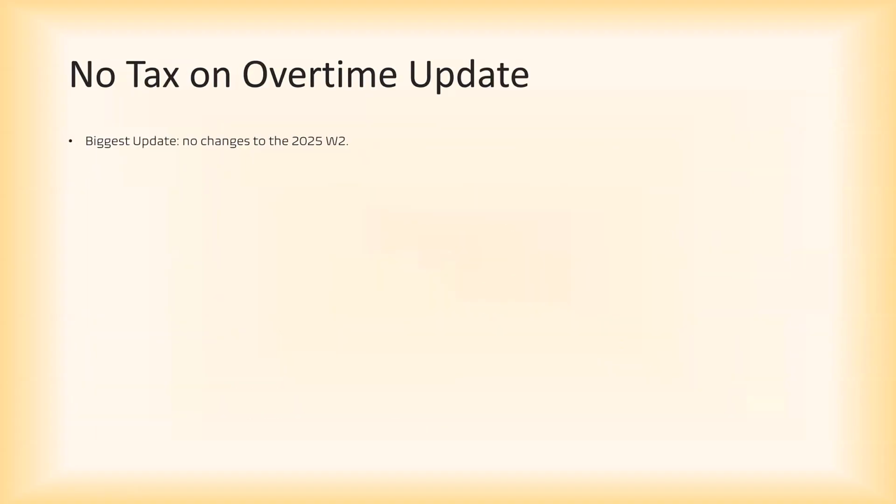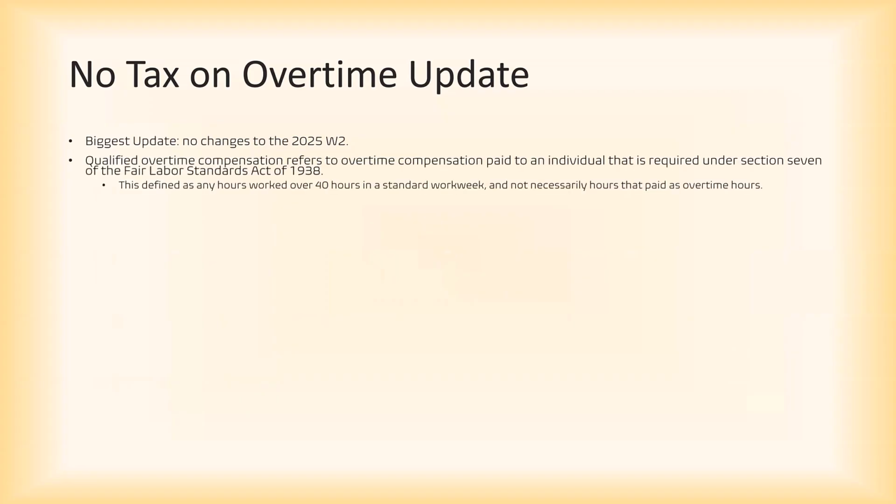So the biggest update is there are no changes to the 2025 W-2. There's no new fields. There's no new codes for box 12 for the 2025 W-2. So that is already set. So how they're defining this overtime. The qualified overtime compensation refers to the overtime compensation paid to an individual that is required under Section 7 of the Fair Labor Standards Act of 1938. So I actually pulled that up and looked at that to get the official definition.